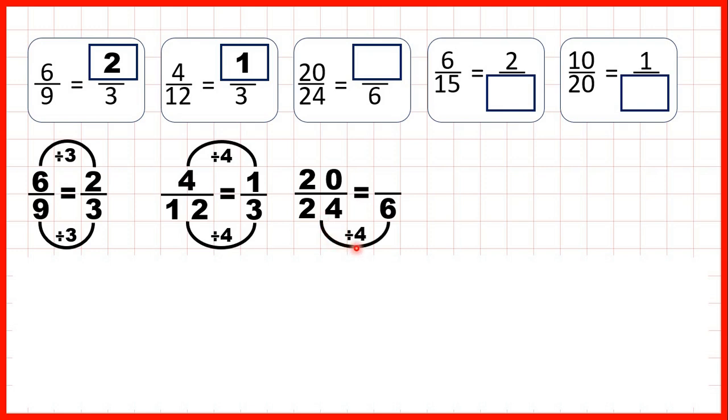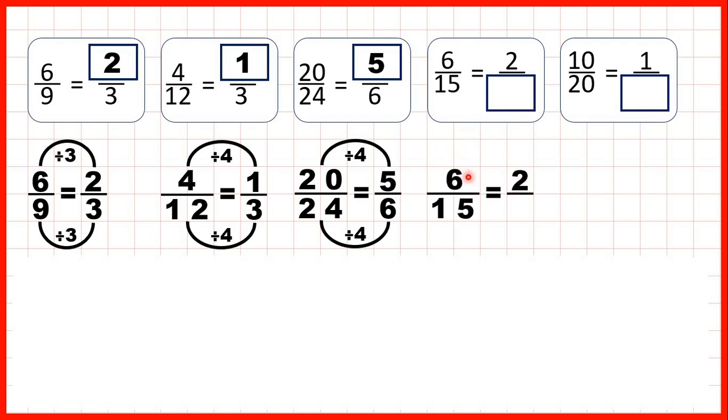24 divided by 4 is 6, because 6 times 4 is 24, and again, what we do to the denominator, we need to do to the numerator as well. 20 divided by 4 is 5, so 20 over 24 is equivalent or has the same value as 5/6. Now here, it's the denominator that we need to find, but we follow the same steps.